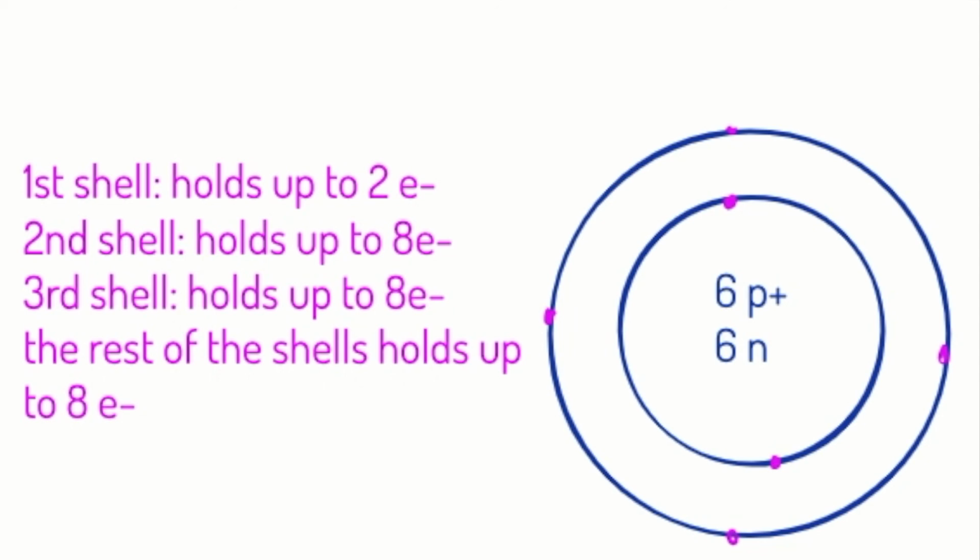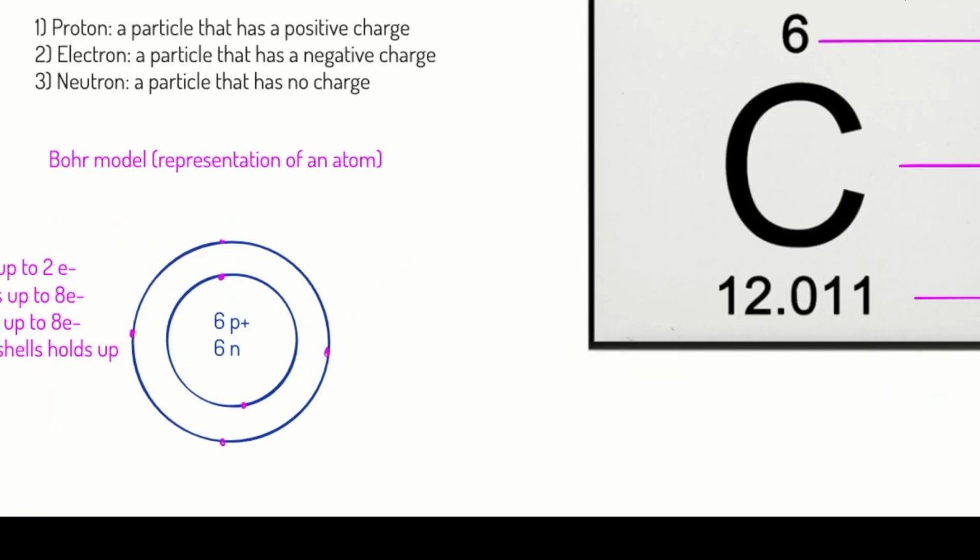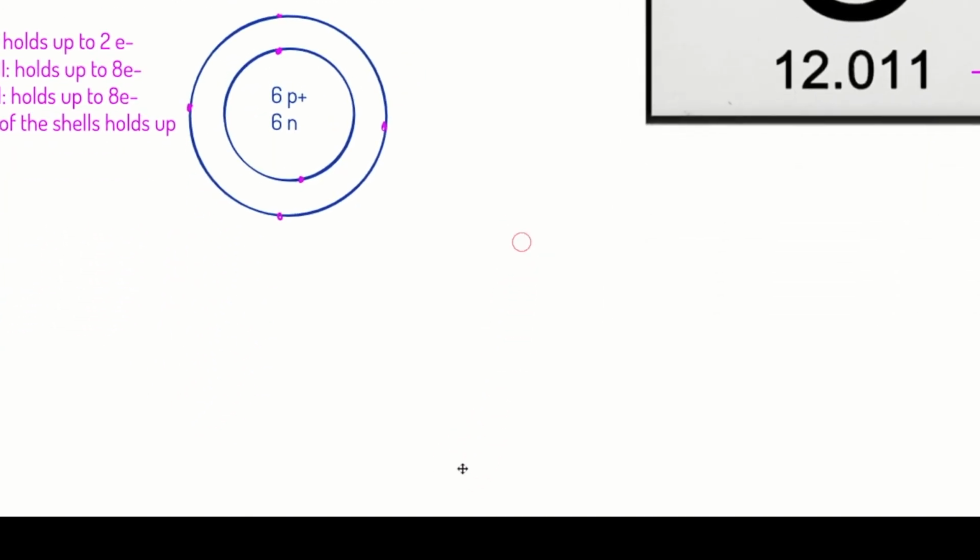So this is carbon, and this is a Bohr model of carbon. You can do this with any of the elements in the periodic table. You just have to know what the atomic number is. So we've got that atom. It's got 6 as the atomic number.